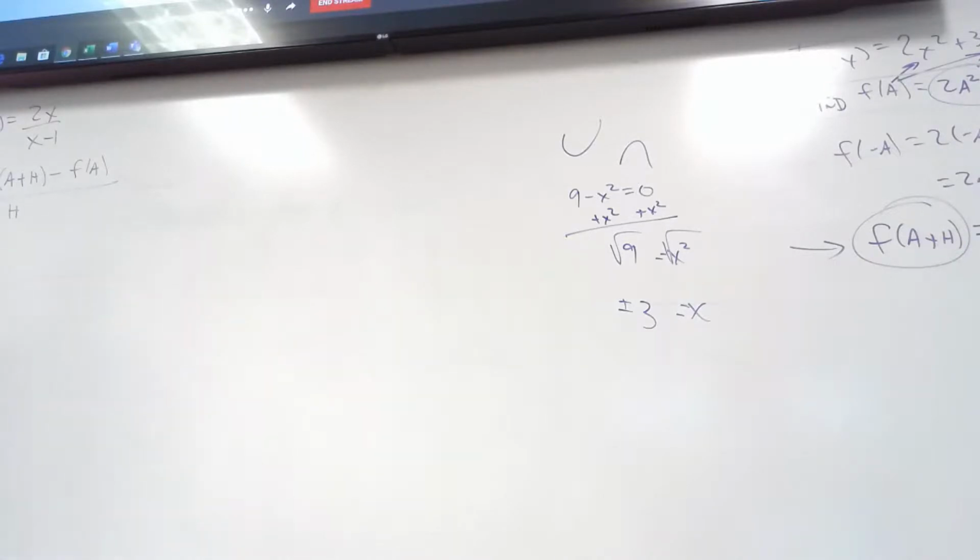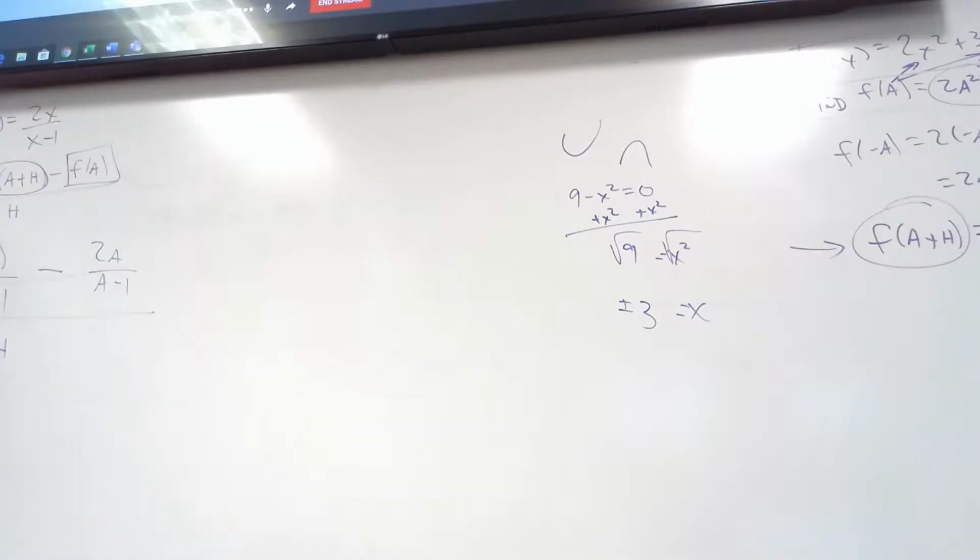Okay, so the first part I need to do is find this part here. What's f of a plus h? 2 times a plus h over a plus h minus 1. Okay. Minus, now we need to plug in f of a. What's that? 2a over a minus 1. Okay. And we're going to divide the whole thing by h.